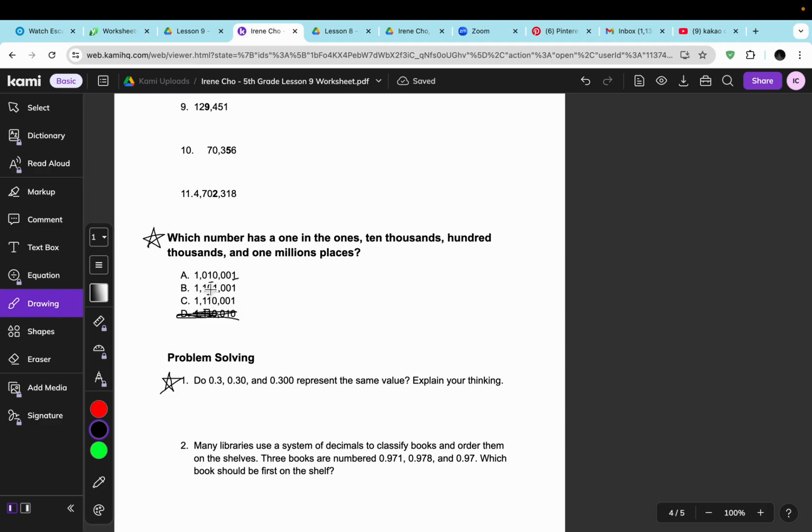B has a 0 in the 10,000 place, so it's not going to be that one either. Then it says which number has a 1 in the 100,000 place. From 10,000 we move to the 100,000, and A has a 0 and C has a 1, so it's not going to be A either. To double check, we can go to the millionth place, and from the 100,000 to the millionth place, it has a 1. So C is the answer for this question.